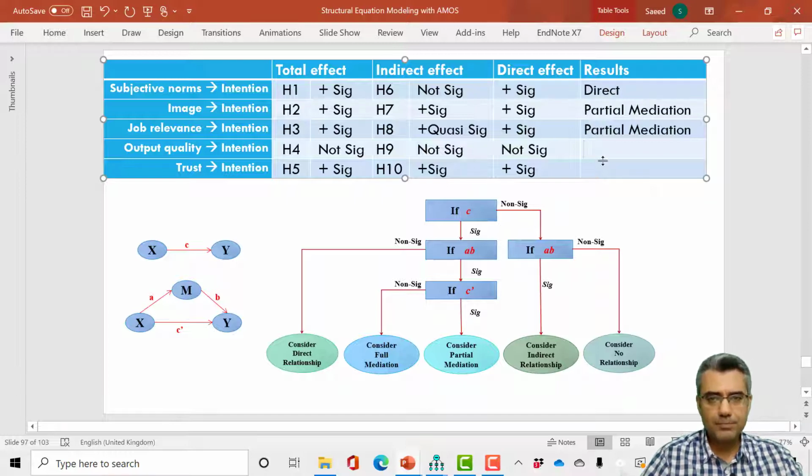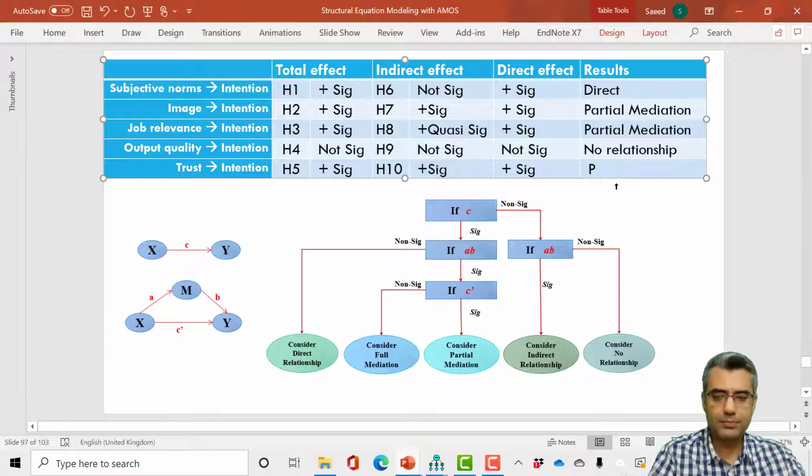Then the next one, not significant. It goes to this one, and not significant again, so no relationship. The last one, trust to intention, is significant. Here the indirect effect is significant, and C prime is significant, again partial mediation.